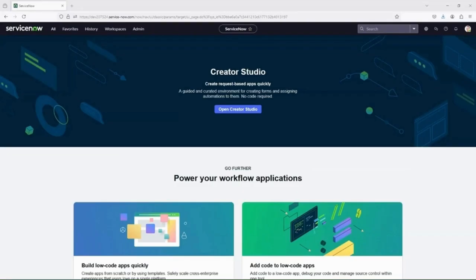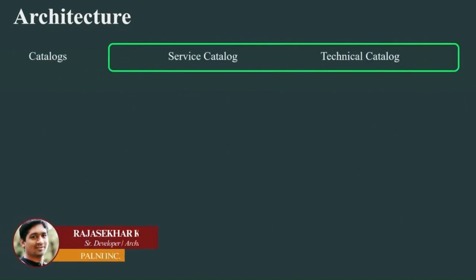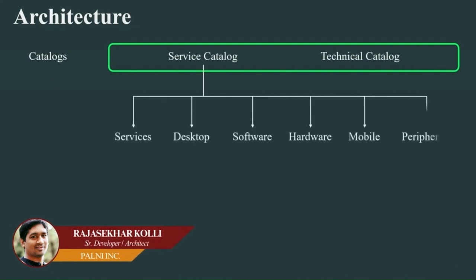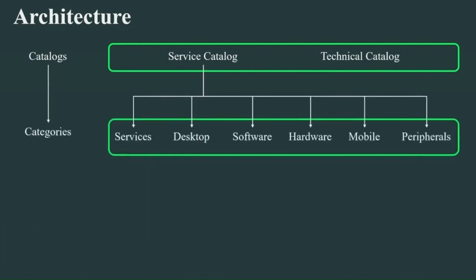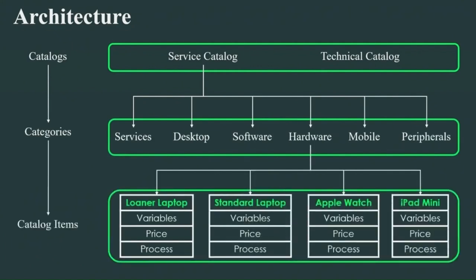Structure of service catalogs and service requests. ServiceNow may have one or more catalogs. It is the central repository where all services offered by the organization are available. Each catalog contains several categories where catalog items are grouped logically. Each category contains multiple catalog items that are configured with different variables, prices, and different fulfillment processes.